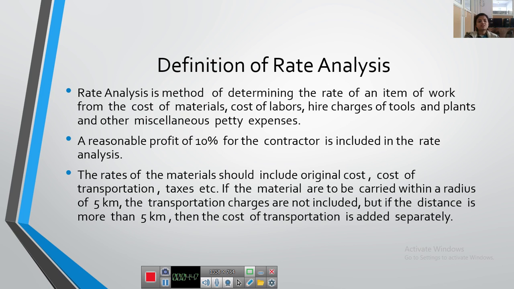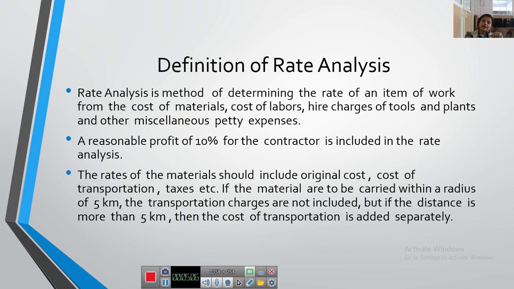But if the distance is more than 5 km, then the cost of transportation is added separately. So why is it important? If you are doing any construction work and you need some material, the owner or the customer is charged X rupees for that particular material.